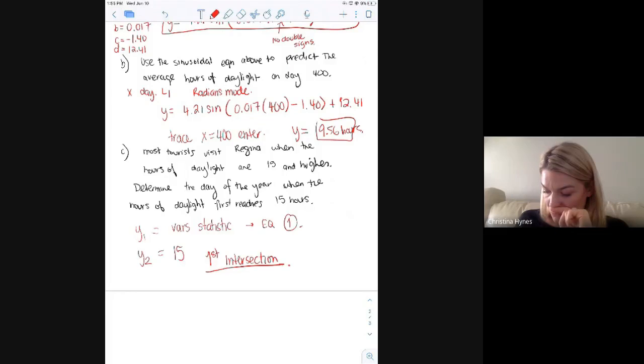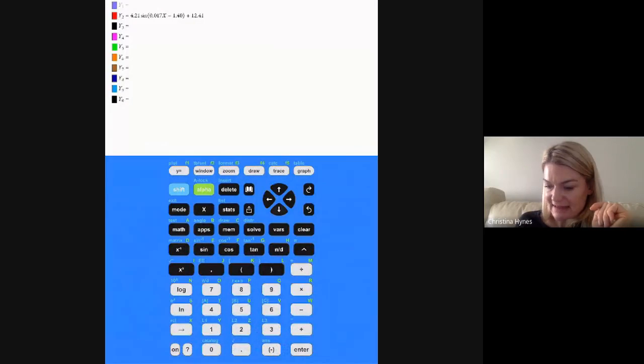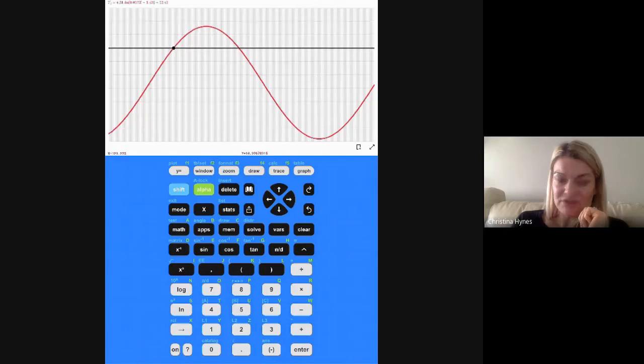So when I go back to my equation, go to y equals, and do you see how my y1 doesn't work for some reason? So I'm entering into y3 15. So you can enter the equation into y1, y2, y3, y4, it doesn't matter. So I'm entering 15, graphing it. And what you'll see is there is two graphs overlapping. They're intersecting each other at multiple points. You want the first intersection for yours, the first time that it reaches 15 hours.